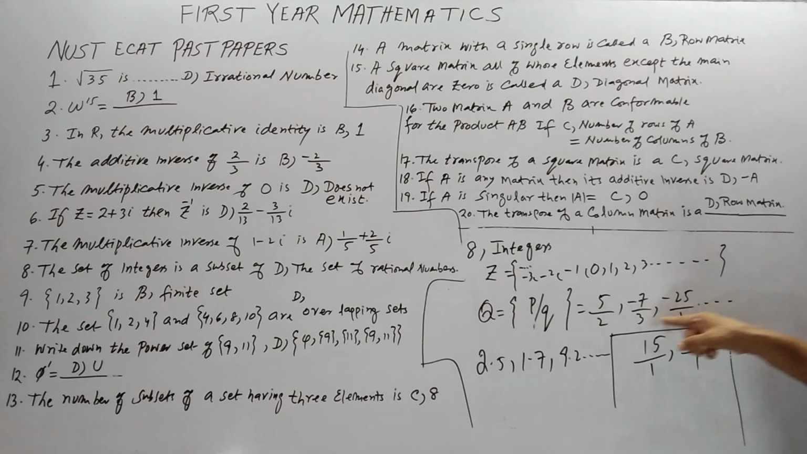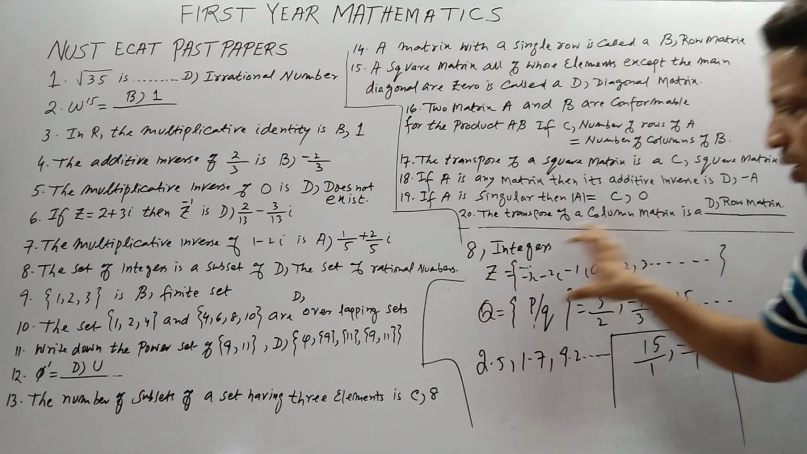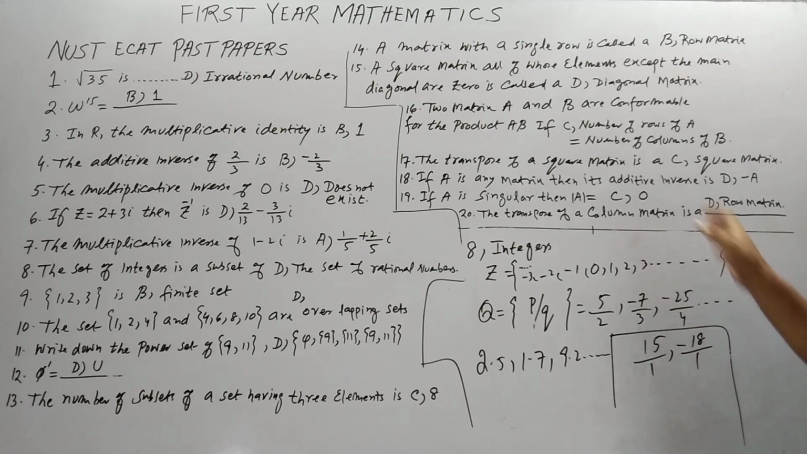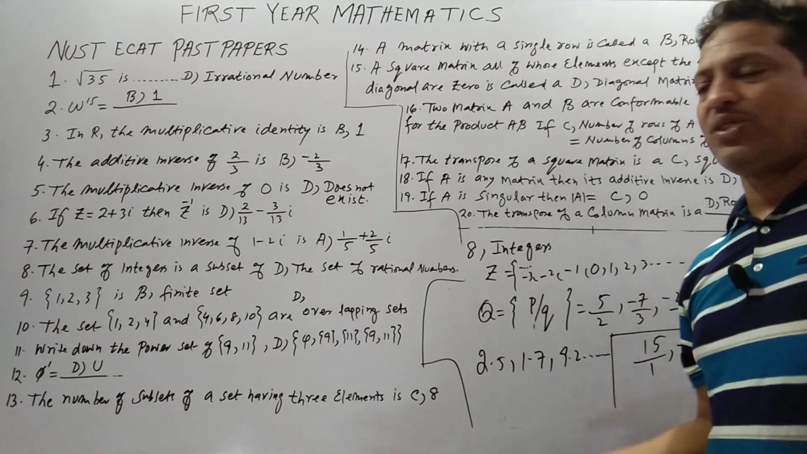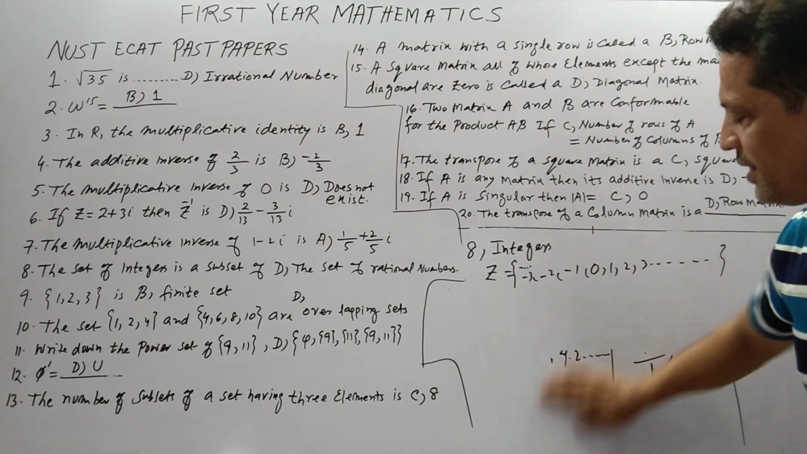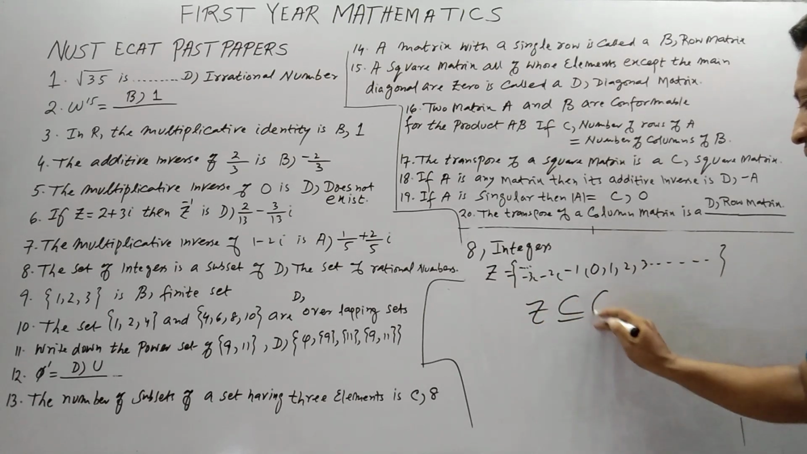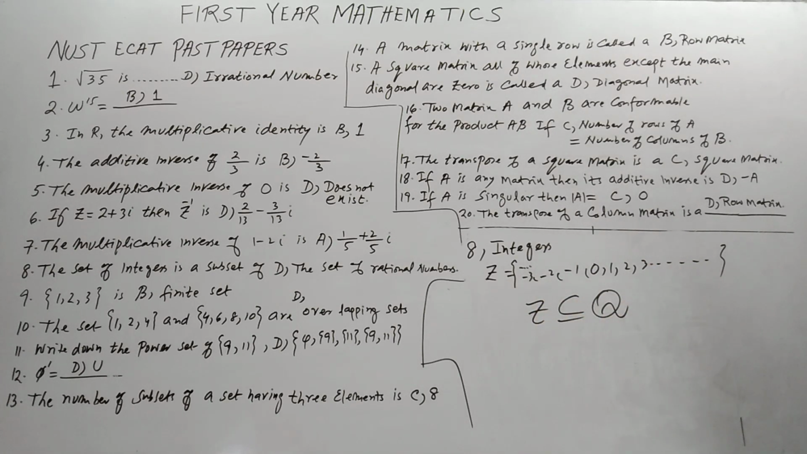So from this concept, what is 15? 15 is an integer. What is minus 18? Minus 18 is an integer. So all integers belong to rational numbers, but all rational numbers do not belong to integers. Therefore, you can say from this concept, Z is the subset of rational numbers. Okay, Z is the subset of rational numbers.